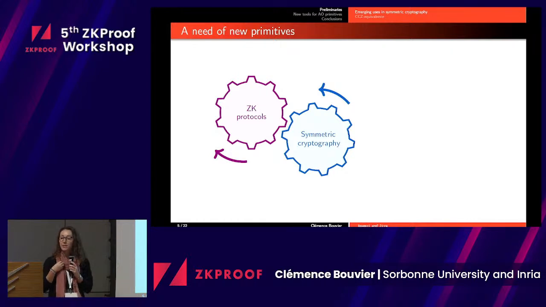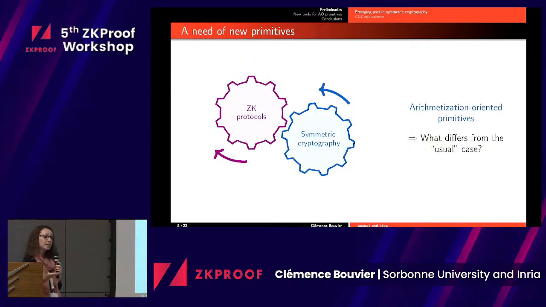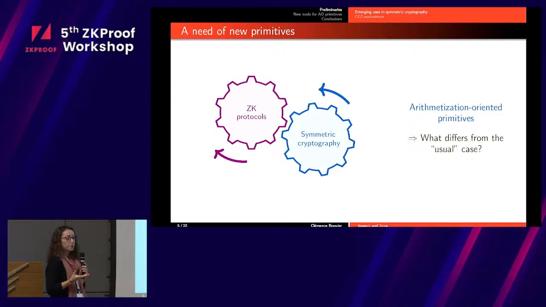And now, if we see that from our point of view, we have zero-knowledge protocols that give us the rules and the constraints that we need to respect to design a good primitive. So we have all the tools that are related to symmetric crypto, I mean, how to design a primitive, our securities, and so on. But actually, it's more complicated than this, because what we need are arithmetization-oriented primitives.